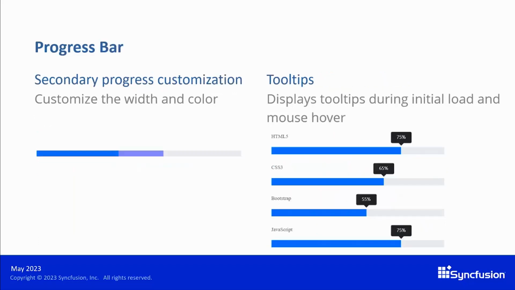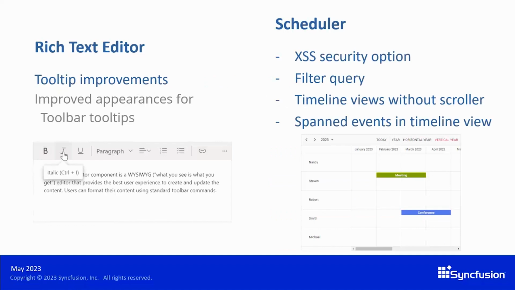And next to the progress bar component, again, this is the same update as we saw for the Blazor. So you can customize the width and color of the secondary progress area. And in addition to that, now you can display the tooltips during the initial load of the progress bar, as well as when you hover over the progress area. So next to the rich text editor component, the same which we saw for Blazor is applicable here as well. Tooltip improvements have been made.